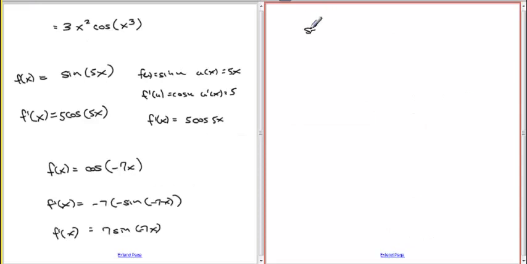So let's say I have the secant of 10x. That's my f of x. So what's f prime of x? The coefficient inside, put out front. The derivative of the secant is going to be the secant tangent, and the argument stays the same.